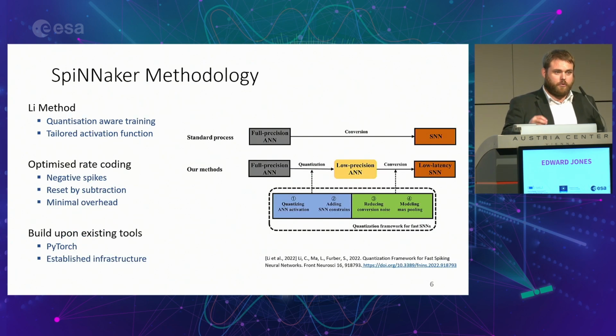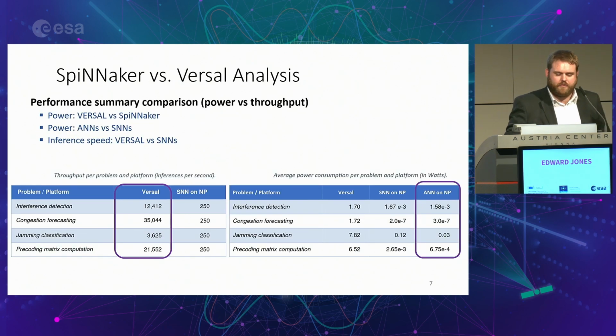To contrast that to what we did with Spinnaker, the neuromorphic platform, the tools aren't quite so developed, but we do have a methodology for converting artificial neural networks, deep learning models, to spiking networks. This has some issues with it, such as there are some unpleasant features that we have to deal with just to make this model work, but it is built upon existing tools.